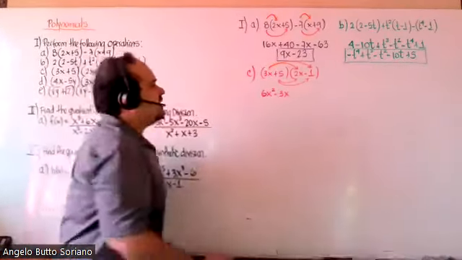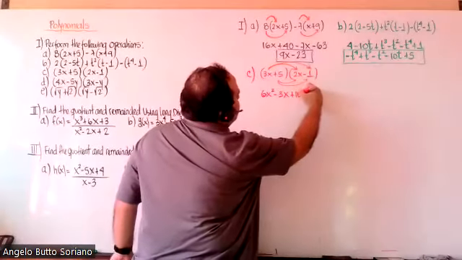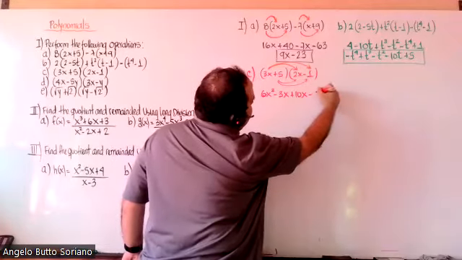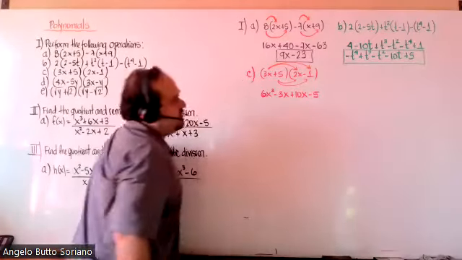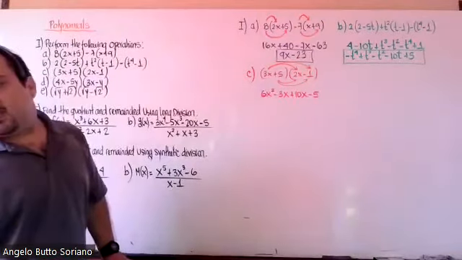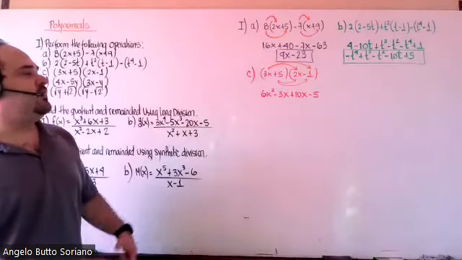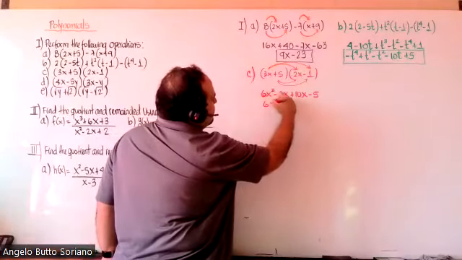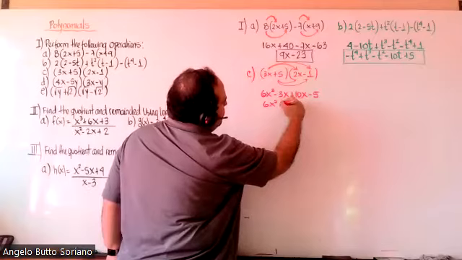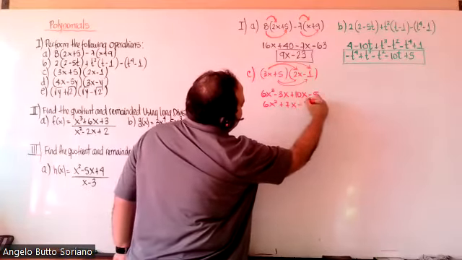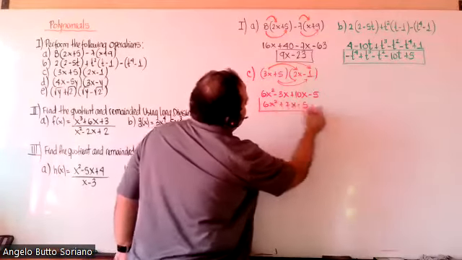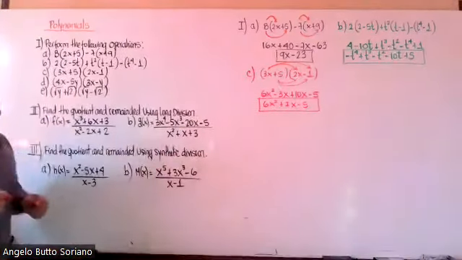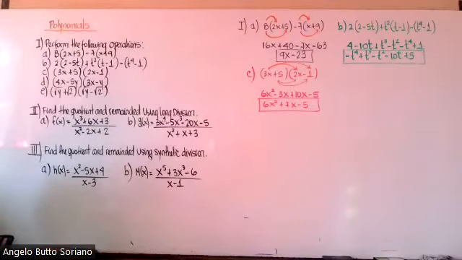5 times 2x will be 10x. And 5 times negative 1 will be negative 5. Simple. Now let's apply the like terms, so we're going to combine the numbers in the middle. We have 6x squared, 10 minus 3 will be 7x, minus 5. And this is going to be the solution set for the letter C.